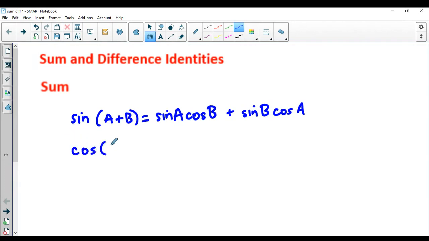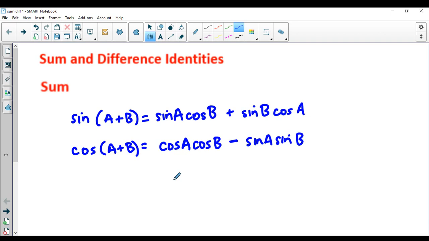And then if you wanted to find the cosine of an exact value, this one is a little bit different. This one has cosine first, minus, which is a little bit tricky, and then sine after. So these are the sum identities. So how would you use them?